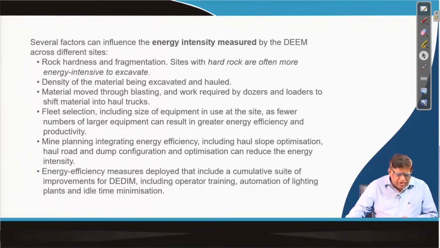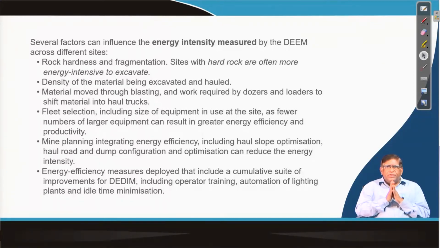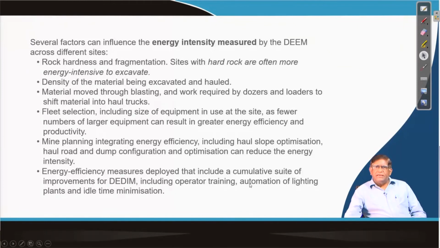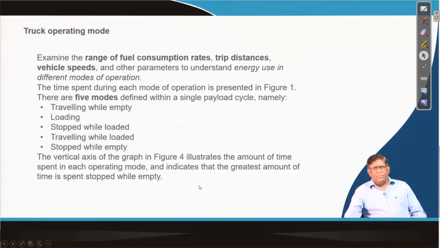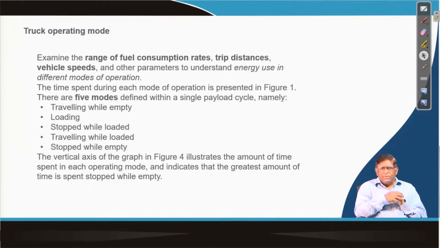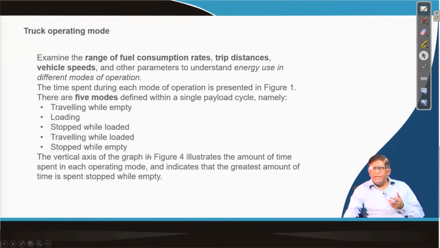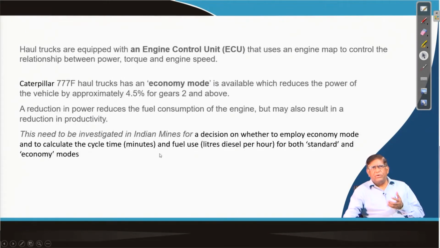Then mine planning integrating energy efficiency, including haul slope optimization, haul road and dump configurations. Then energy efficiency measures, that will include the cumulative shift improvement of your DIM applications. Similarly, your truck operating mode, that is whether it is traveling empty or loaded, or how many times it has stopped during the run, and how it has traveled. This whole thing will be affecting your efficiency.